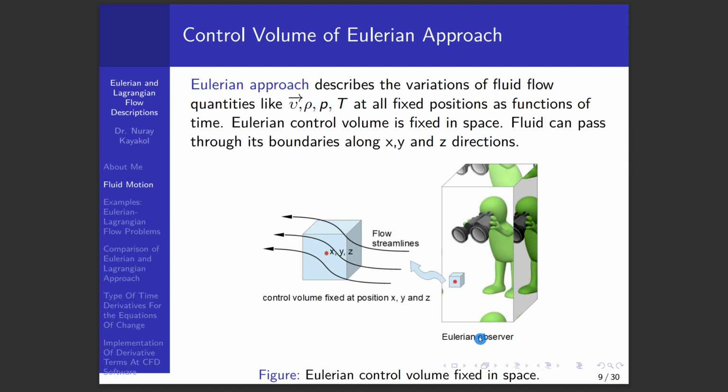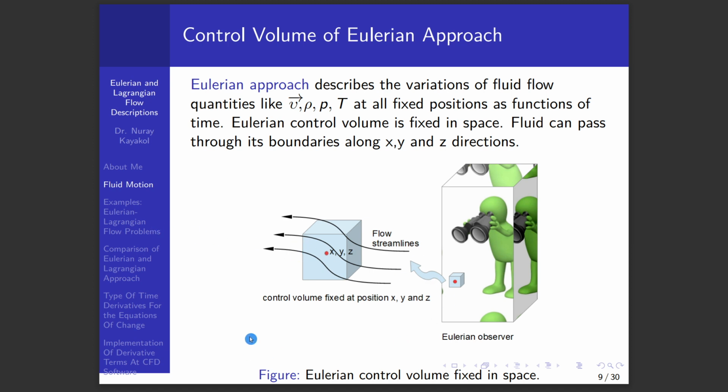To understand the Eulerian approach, we need to understand the physical meaning of a control volume. On this picture, we have an observer, this green guy, who observes a small control volume. So in this control volume, fluid flow goes through.